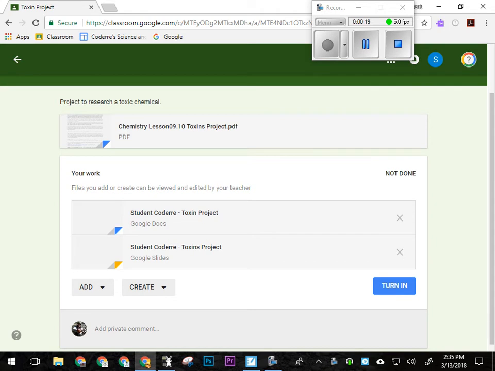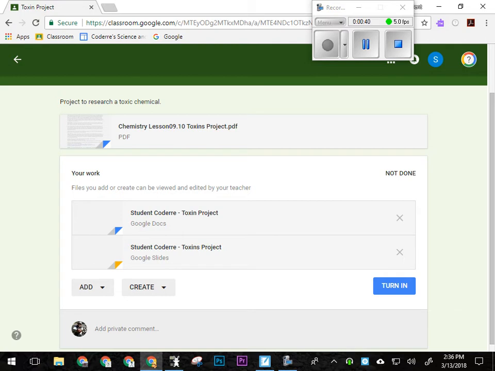You can either do this as Google Slides, like a PowerPoint presentation kind of thing, or you can do it as a strict report in a Google Doc. Whichever one you choose to do, just delete the other one. So you're not submitting two files and then I'm looking at it going, which one am I marking? Just submit whichever one you want marked in the end.